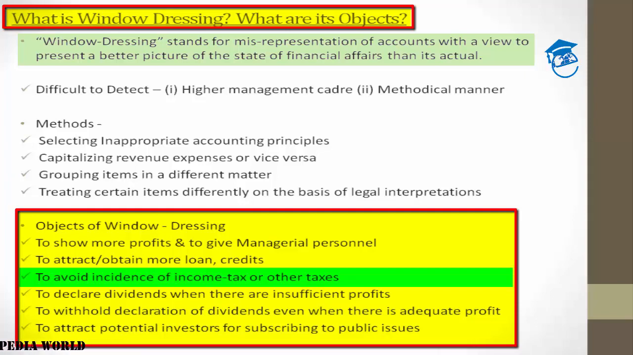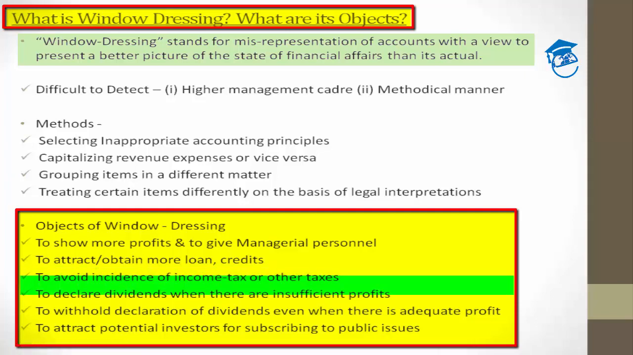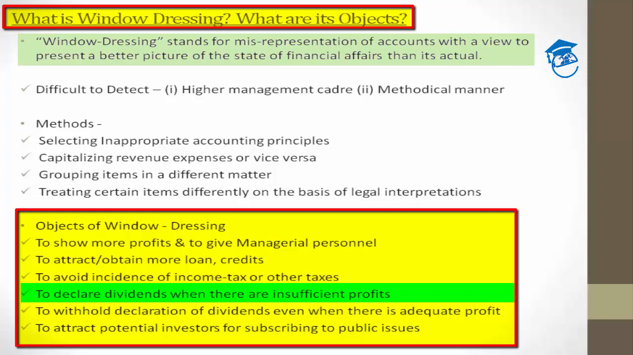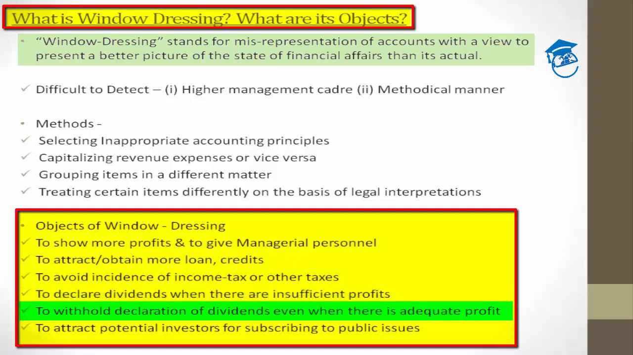Number four is to declare dividends when there are insufficient profits. You don't have sufficient profits, however, just to take care of your position in the market, you declare the dividend. So again, that will be included in window dressing. Then, to withhold the declaration of dividends even when there are adequate profits. You have got adequate profits in your books of accounts, but even having said that, you are still not paying the dividend which was declared by you to the investors. That is again an example of window dressing, its object.